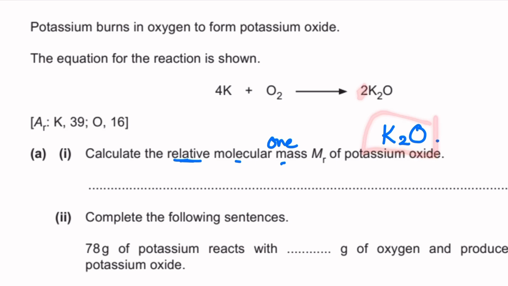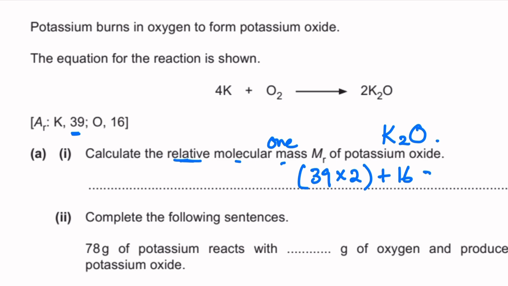Okay, so let's calculate. So begin with potassium. Potassium's mass is 39, right? So 39, there are 2 potassium, multiply by 2, we put a bracket just to be safe, and then plus oxygen. Oxygen is 16. How much is that? Get your calculator out and calculate the numbers.